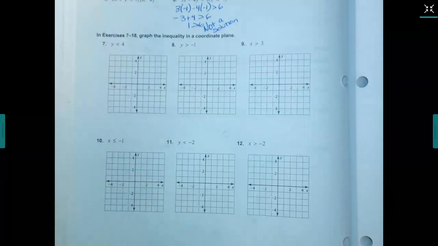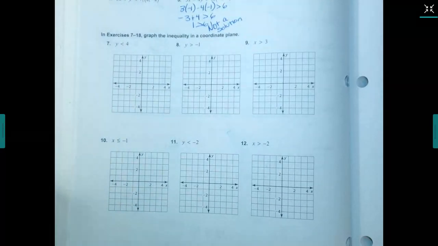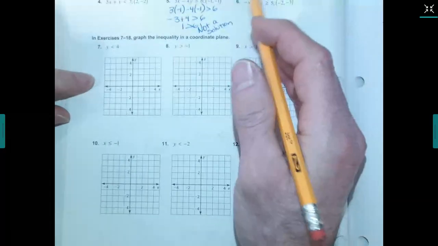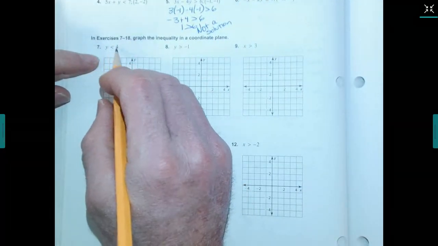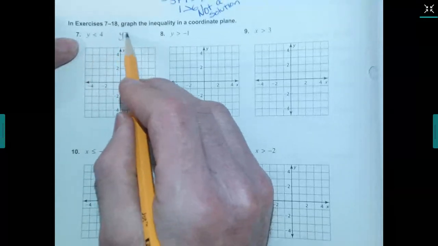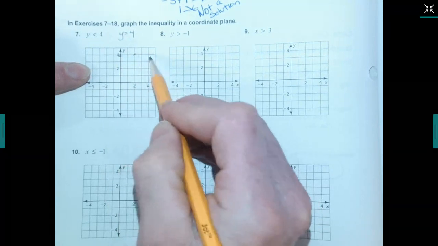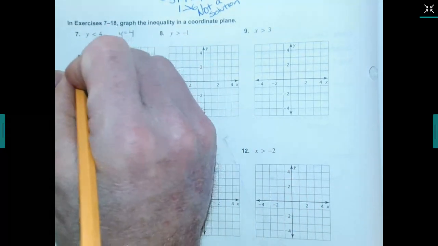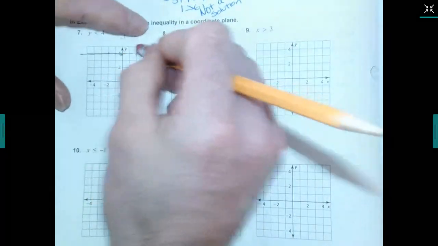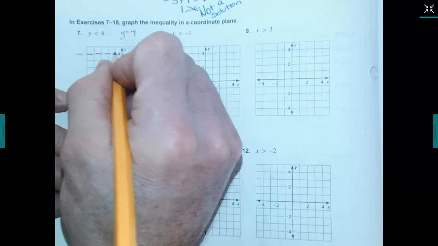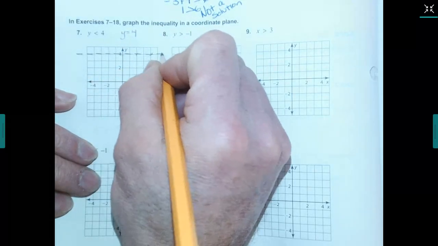Okay, let's get into some graphing here. So, graph the inequality in its coordinate plane. So, y is less than 4. How do we graph that? Well, if we had y equals 4, you would graph that by saying, here's my y equals 4, y always equals 4. So I have this line. Oops. For inequalities, I need to start out with a dashed line. So here's my y equals 4.